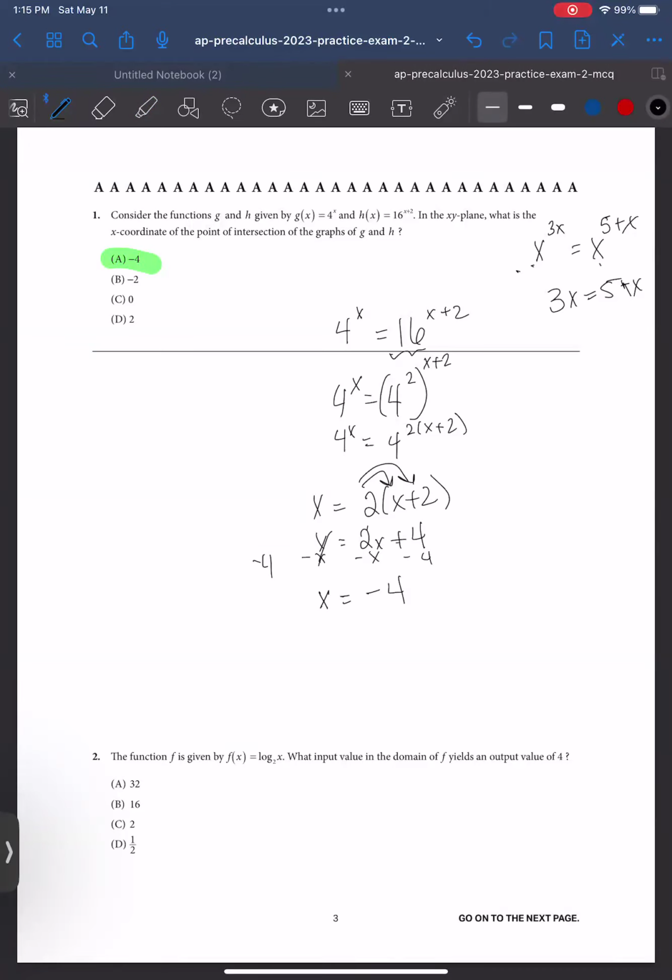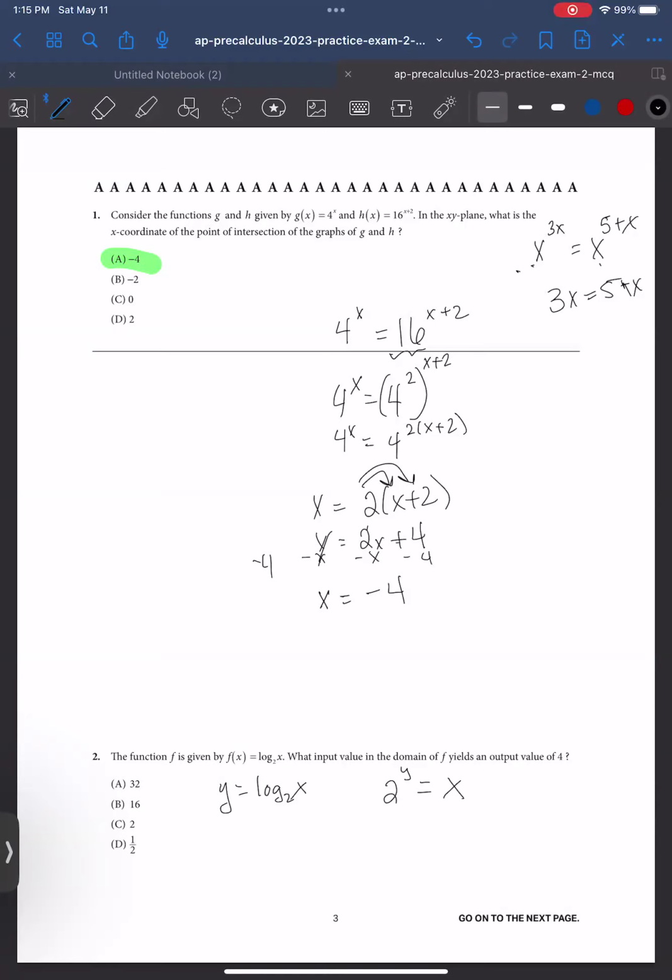All right, question number 2. The function f is given by f of x equals log base 2 of x. What input value in the domain of f yields an output value of 4? Remember, if I rewrite it as y equals log base 2 of x, and rewrite this as an exponent, I am saying 2 to what power equals x. That is I think the easiest way for you to figure it out.